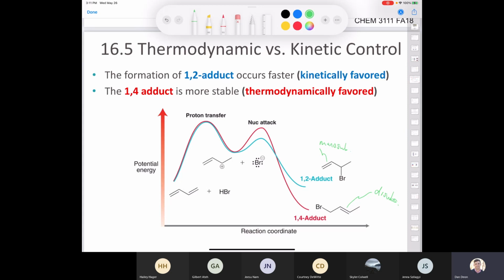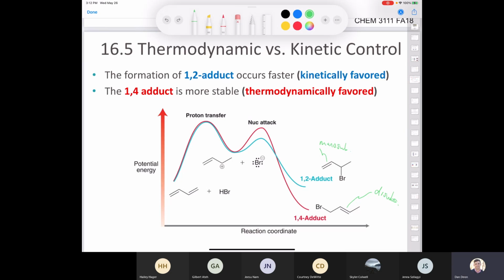And so we oftentimes call the 1,2 adduct the kinetic product because it forms faster. Its energy of activation is a little bit lower. And we call the 1,4 adduct the thermodynamic product. Why? Because it's more stable. All right. So stability or thermodynamics versus kinetics. When we're looking at kinetics, which one's going to be faster? It's going to be the 1,2 adduct. But which one is going to be more stable in the long run? Well, it's going to be the 1,4 adduct.